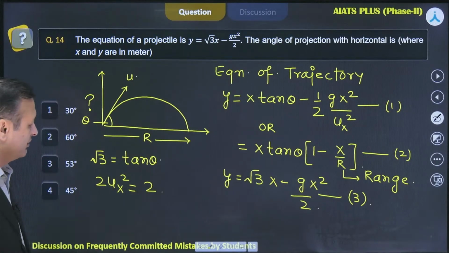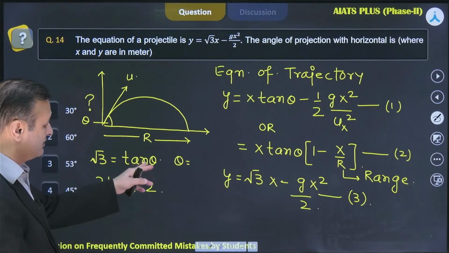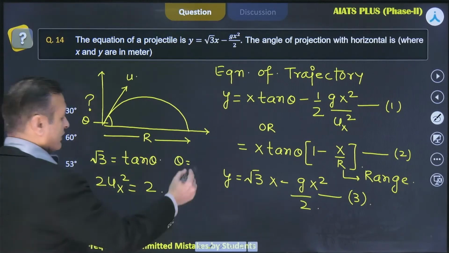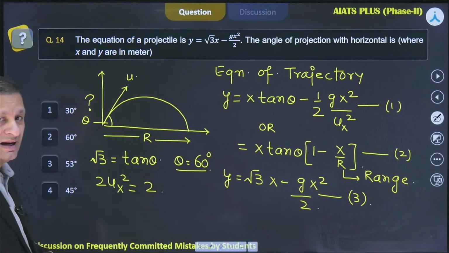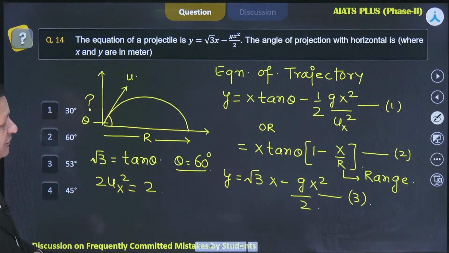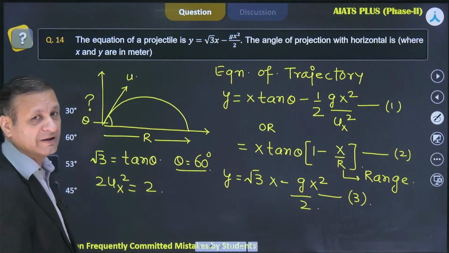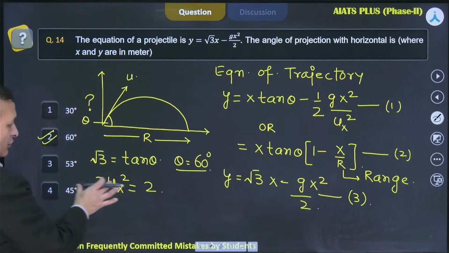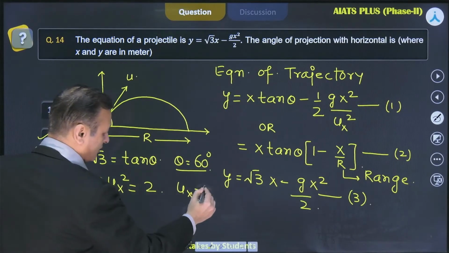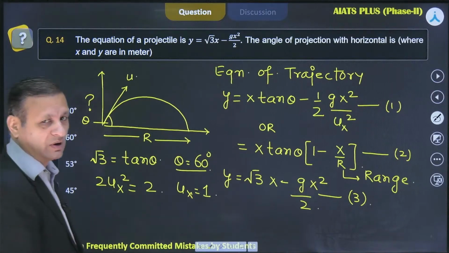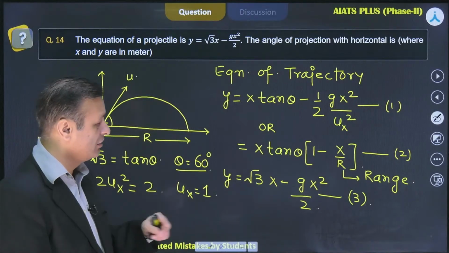So when you compare it, what will you end up with? Everybody is well aware of it. Tan 60 degrees equal to root 3. So this is the required answer because this is what is being asked from you, the angle of projection. So this is 60 degrees. And if you compare it like this, I think ux we can easily write down as 1 also, though this is not a part of your question. So this is something additional for you.